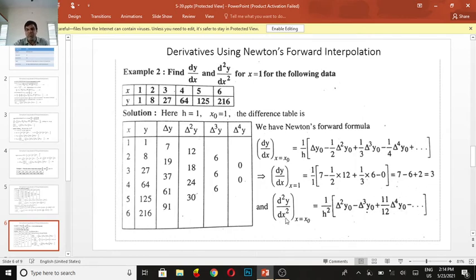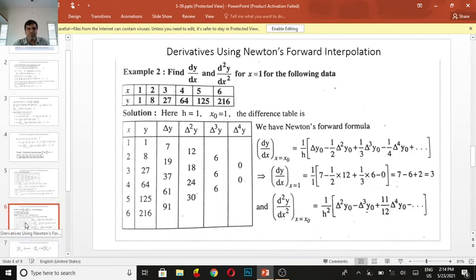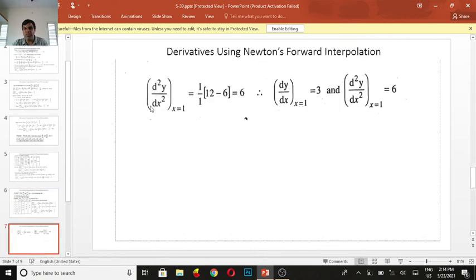Second derivative, d square y by dx square at x equal to x naught. This is the formula: 1 by h square times del square y naught minus del cube y naught plus 11 by 12 del raised to 4 y naught. Substituting the values, d square y by dx square is 1 by 1 times 12 minus 6, which is 6.